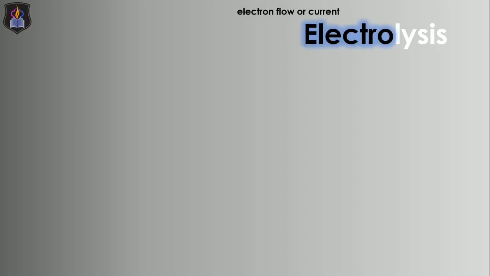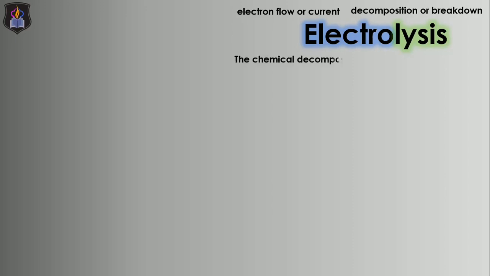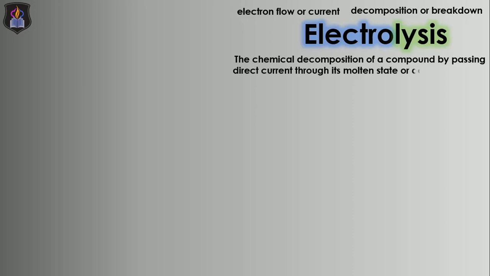The word electrolysis is derived from two words, namely electro, meaning current or electrons flow, and lysis, which means decomposition or breakdown. Combining the two words, we can define electrolysis as the chemical decomposition of a compound by passing direct current through its molten state or aqueous solution.